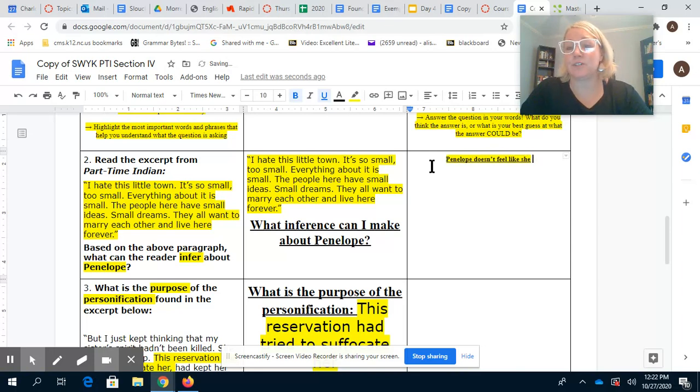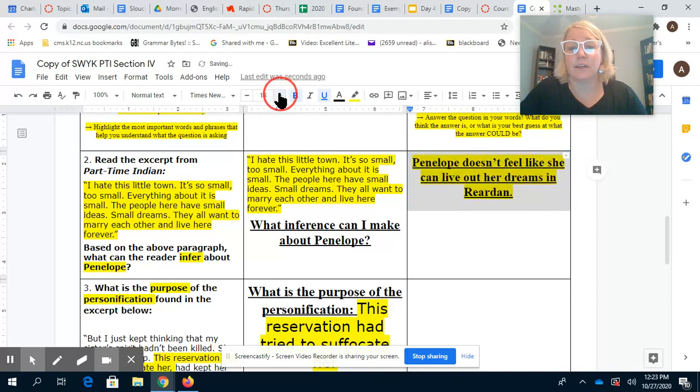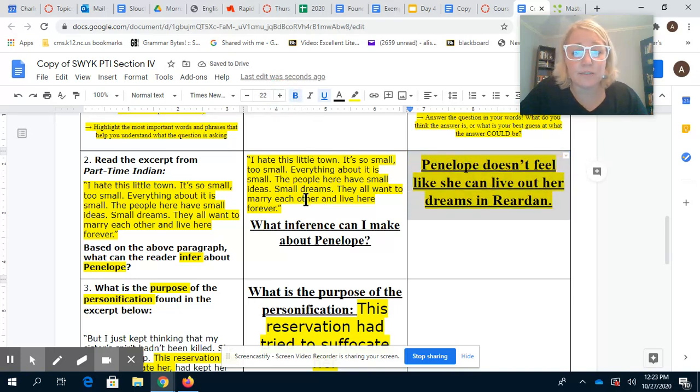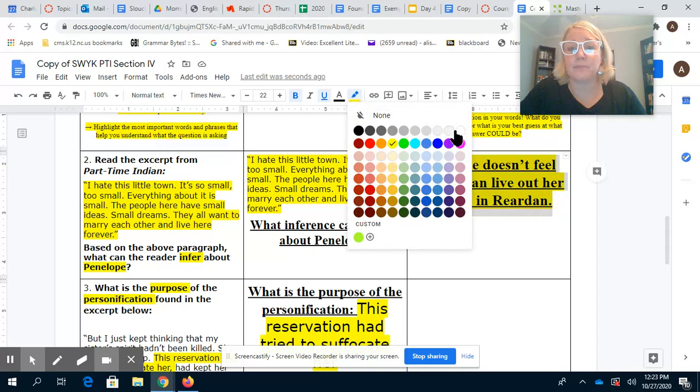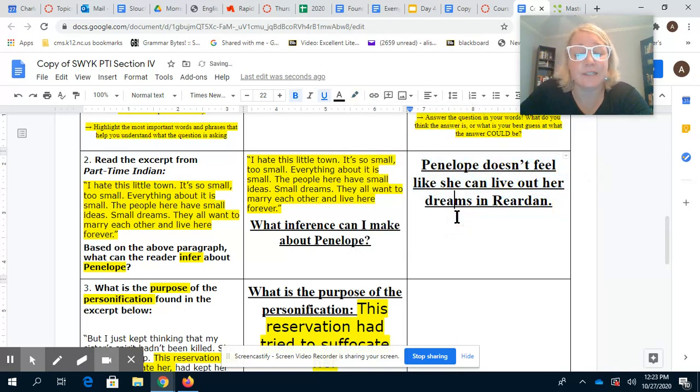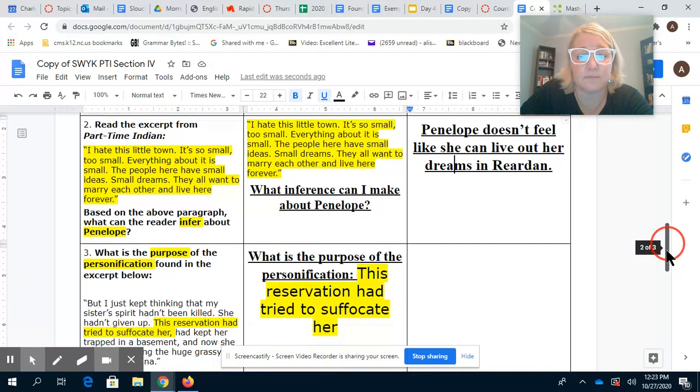So Penelope doesn't feel like she can live out her dreams in Reardon, right? That's the inference I'm making. I remember her talking about all sorts of dreams, and one of those dreams was not to marry somebody in that town and live there forever. That was not one of her dreams, and that's okay. So I'm inferring based on what she's saying that she doesn't feel like she's going to be able to attain her dreams by living in Reardon because it's too small.